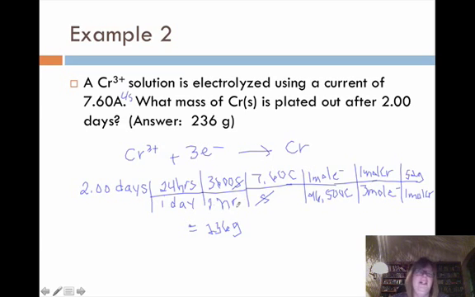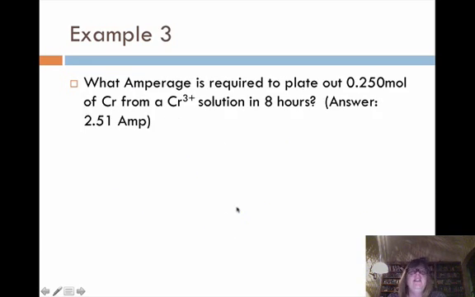Again, dimensional analysis, remembering the definition of an amp, using your units to help you through the problem. All right, let's try one last one. What amperage is required to plate out 0.250 moles of chromium from a chromium plus 3 solution in 8 hours? So we are looking for the unit when we are done of coulombs per second. We want coulombs per second when we're done.